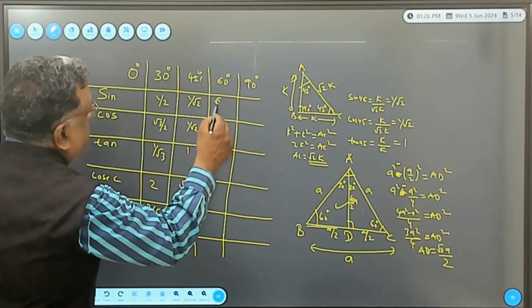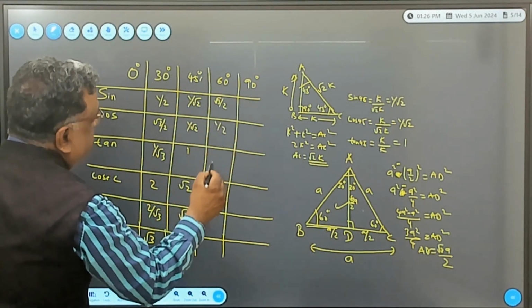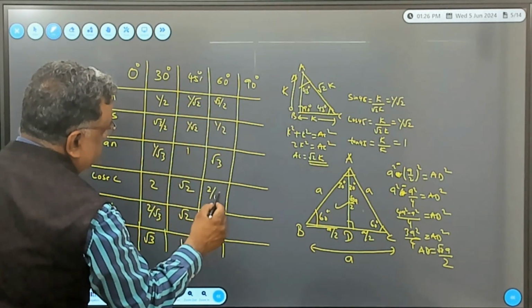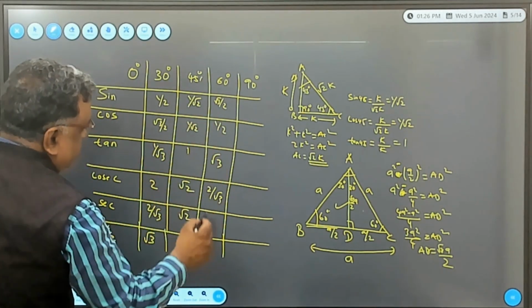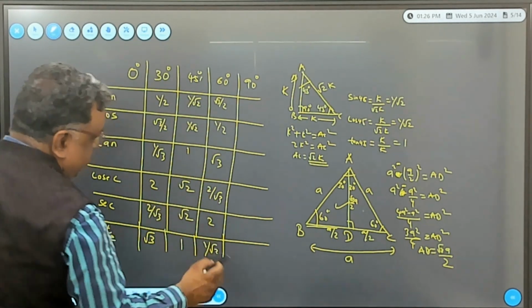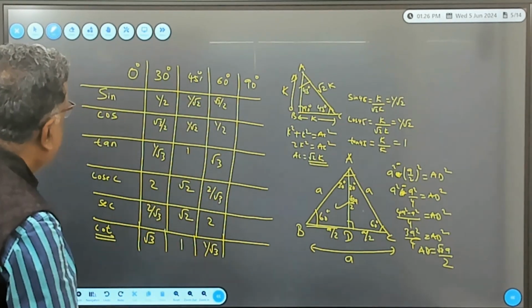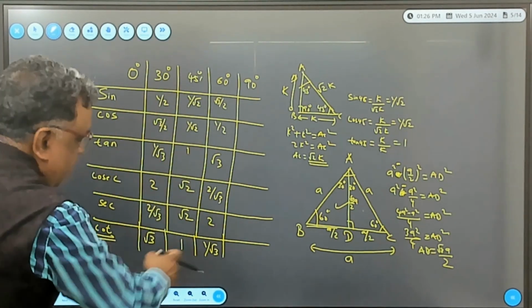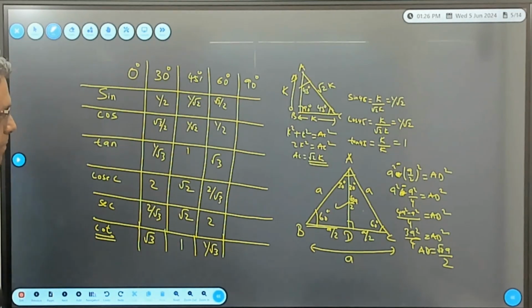So this is root 3 by 2, this is half, this is root 3. Cosec is reciprocal of sine, so 2 by root 3. Sec is reciprocal of cos, 2. Cot is reciprocal of tan, 1 by root 3. So basically now we know sine, cos and all the trigonometrical ratios for 30, 45 and 60.